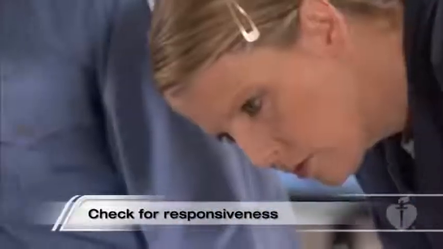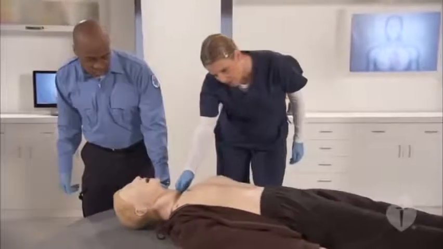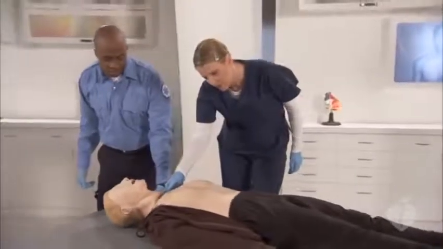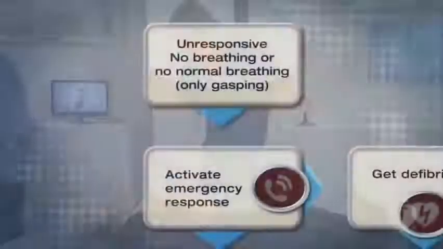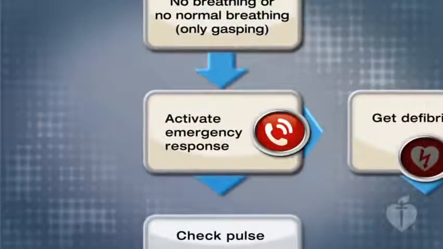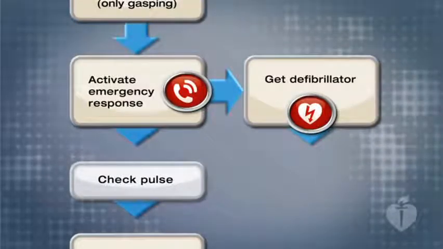Step one, check for responsiveness. Tap and shout, "Are you all right?" Then scan the chest for movement. Here you're looking for absent or abnormal breathing. This can be no breathing or only gasping. He's not responding and he's not breathing. Activate the emergency response system and get an AED. If the patient is unresponsive, then move to step two. Activate the emergency response system and get an AED.